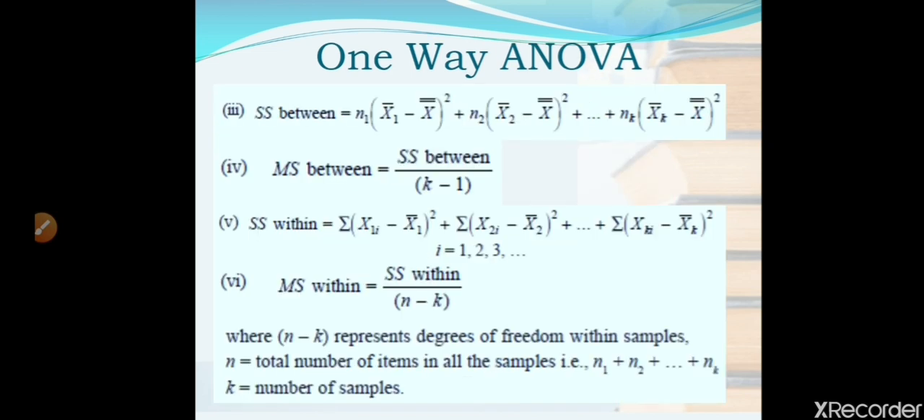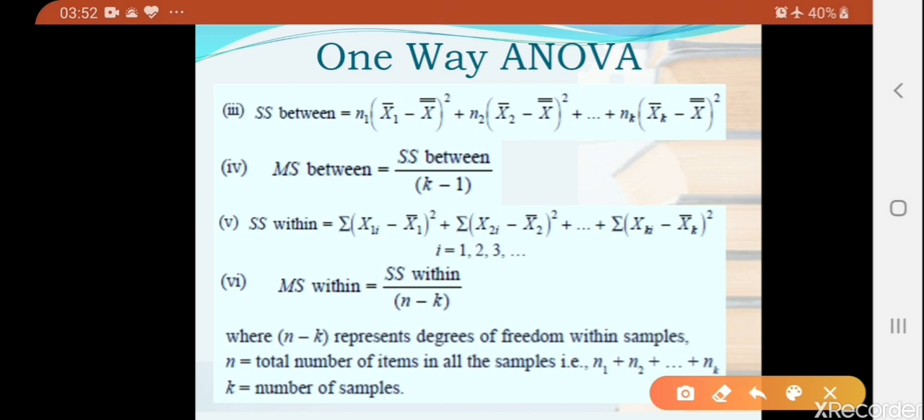After that, the third step is we will calculate the deviations of the sample means from the mean of the sample means, and calculate the square of each deviation, which may be multiplied by the number of items in the corresponding sample, and then we take their total. This is called the sum of squares of variance between the samples, or we write it as SS between.